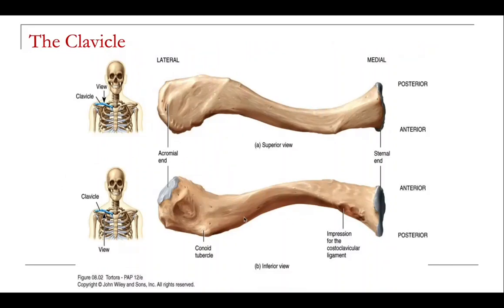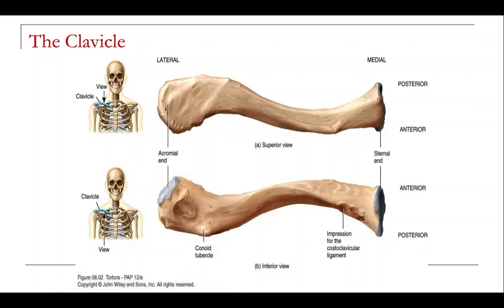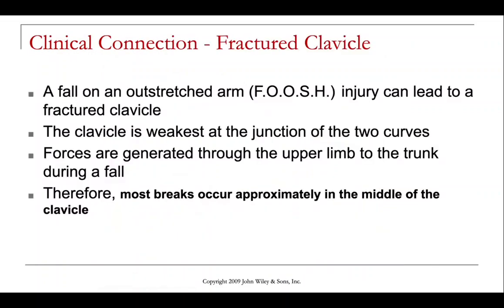So you can see here some of the points on there, the conoid tubercle. So here's the impression the costoclavicular ligament is going to leave. So you can see this in your shoulder. If you put your hand on your clavicle, you can actually feel that this bone does move. If you lift your arm overhead and bring it back down, you can feel the movement in there.